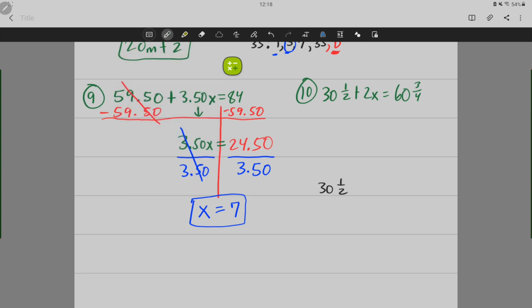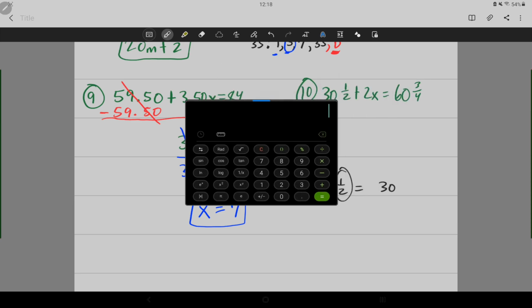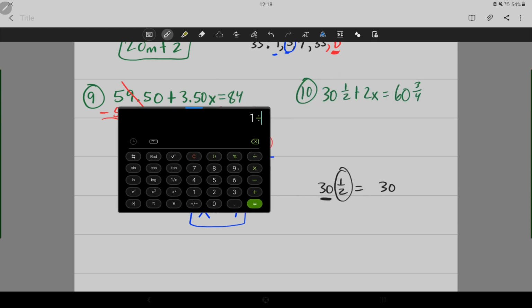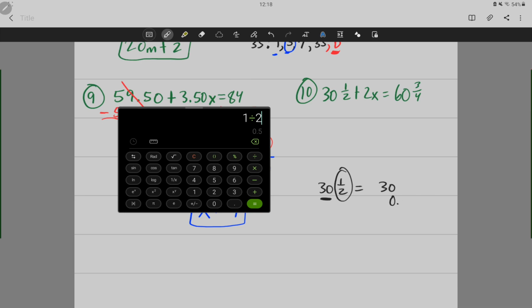So converting 30.5, keep that whole number 30, and now you're going to get the decimal form for 1/2. So that's 1 divided by 2. That's 0.5, and what you do is just add it. So 30, or if you want to line it up, 30.0 plus 0.5 is 30.5. So this is actually 30.5.